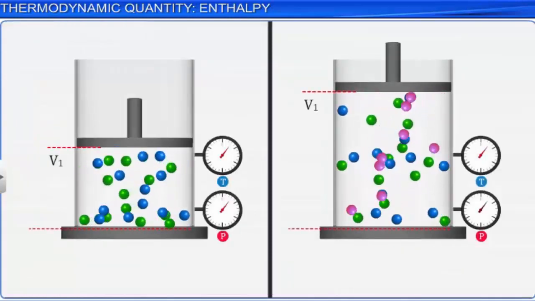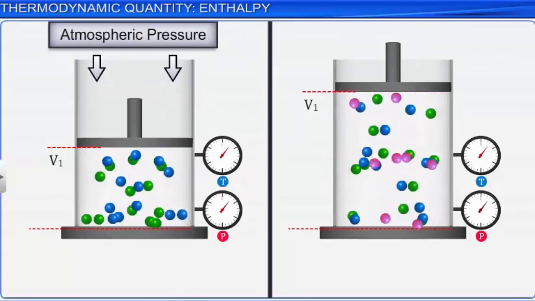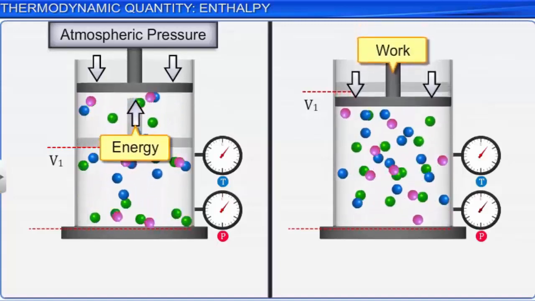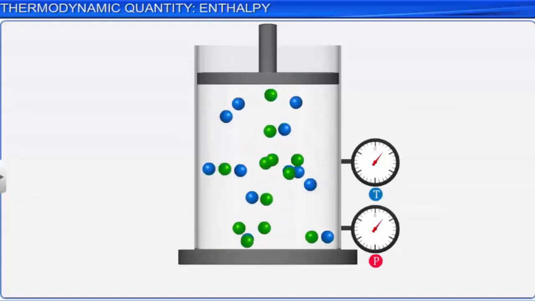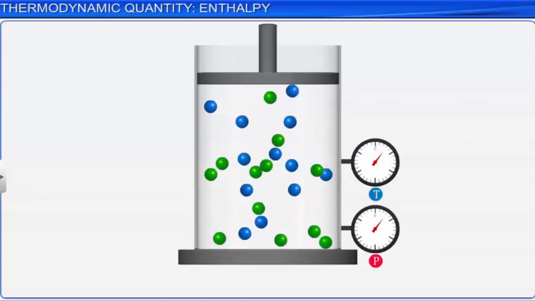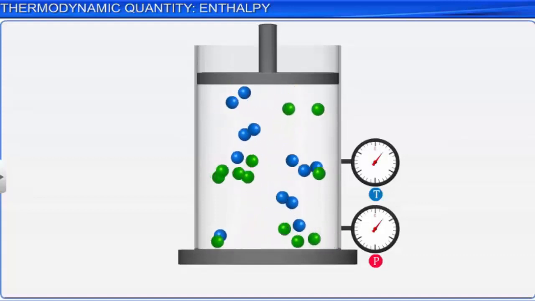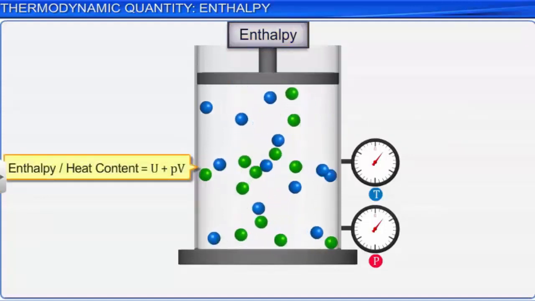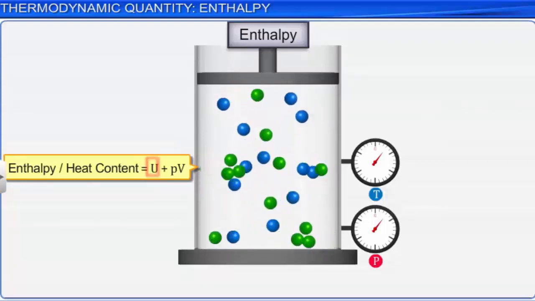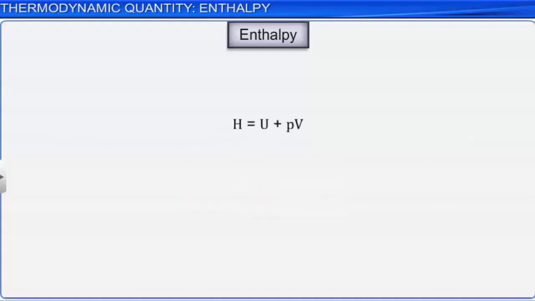Thus, it can be concluded that heat changes occurring at constant pressure and temperature are not only due to change in internal energy but also due to expansion or contraction against the atmospheric pressure. Hence, the scientists felt the need to study the heat changes at constant pressure and temperature. In order to study the heat changes in a chemical reaction at constant temperature and constant pressure, a new thermodynamic function called enthalpy was introduced. The total heat content of a system at constant pressure is equal to the sum of the internal energy and PV. This is called the enthalpy of a system, which is represented by H. Note that enthalpy is also called heat content.